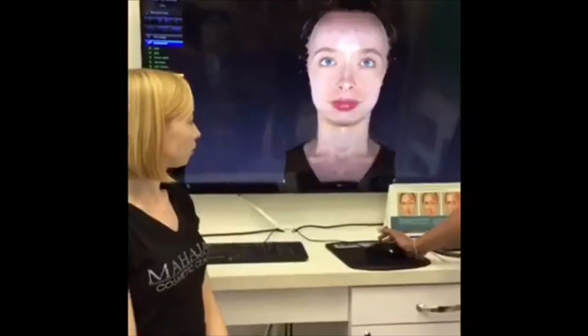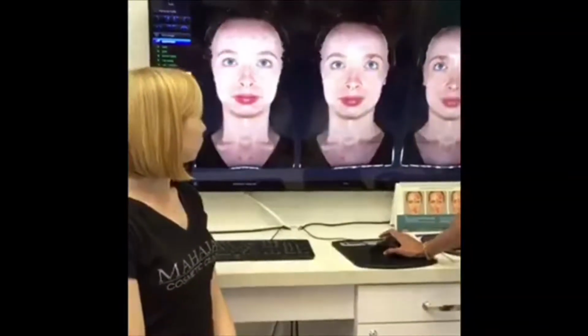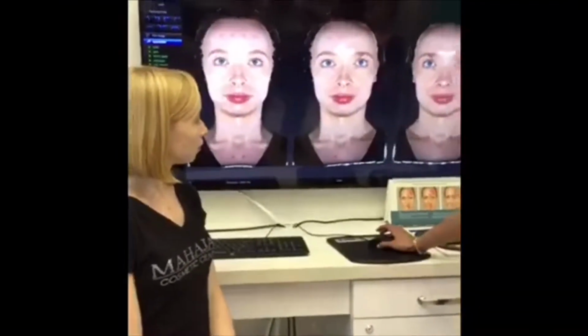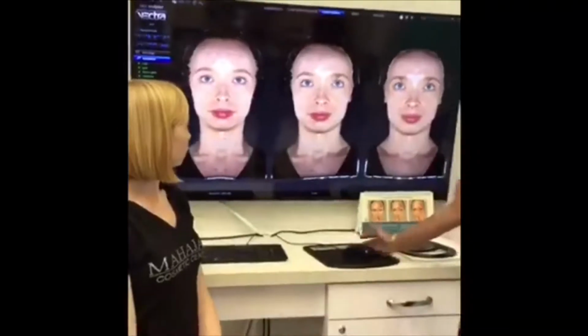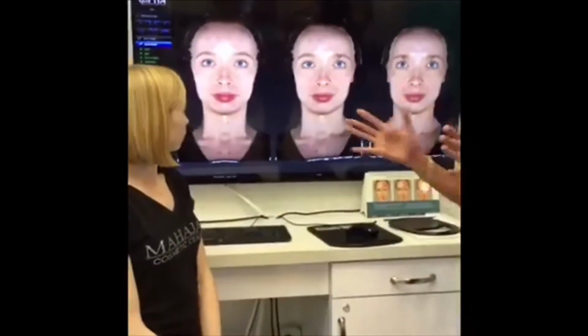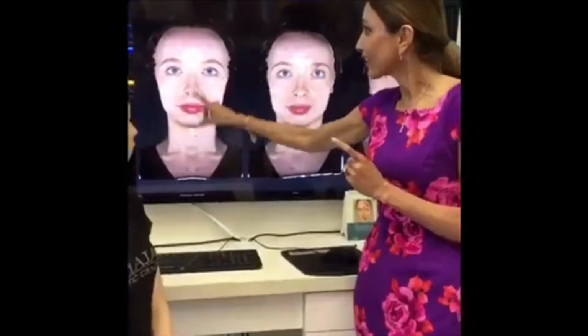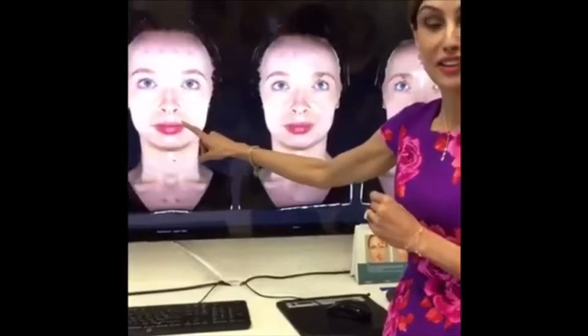Our two sides of the face are never symmetrical, but we try to achieve that. So this software is taking the right side of the face, and if her right side were completely symmetrical, that's how her face would look. And that's a normal face, the right side, left side. If both left sides are put together, that's how her face would look.